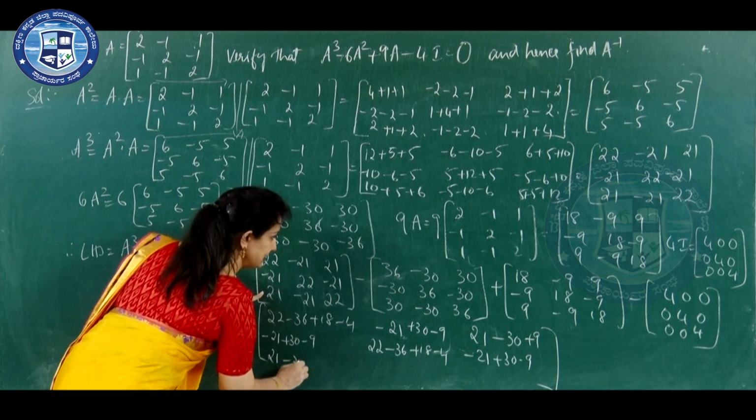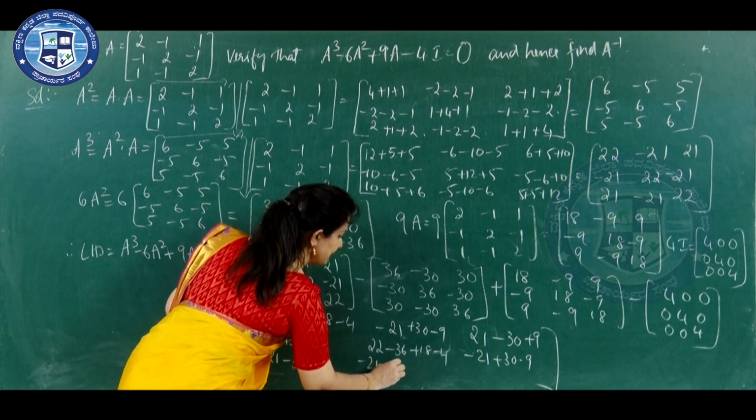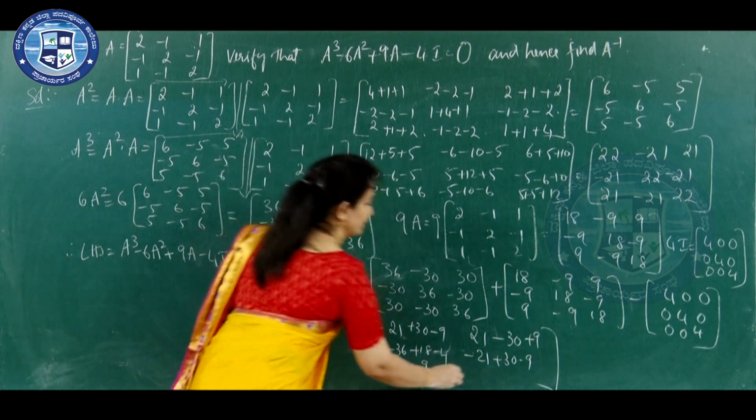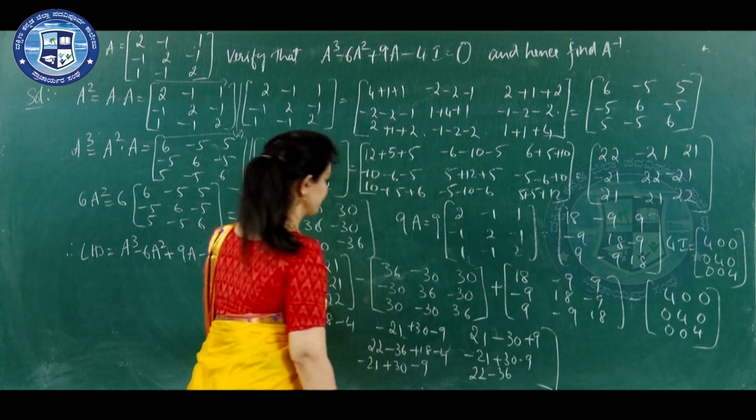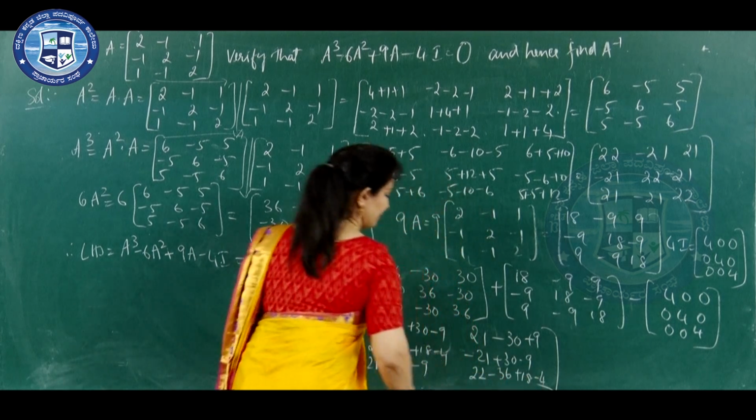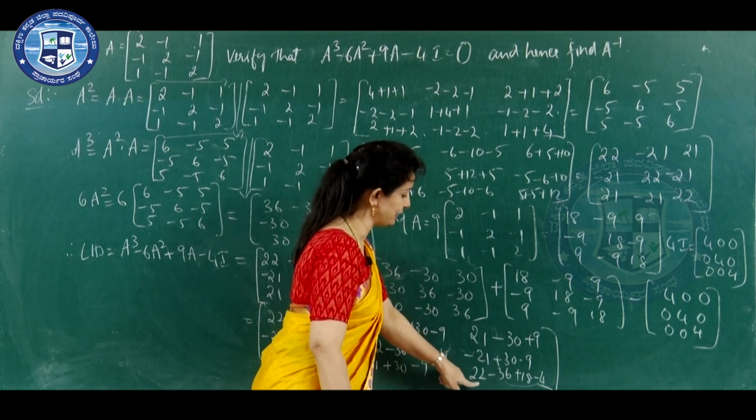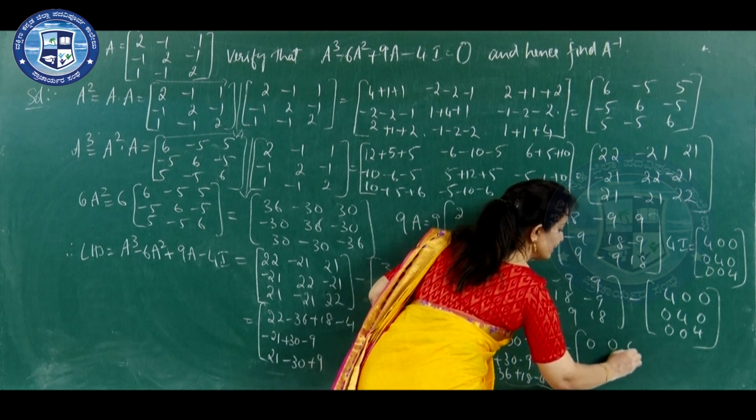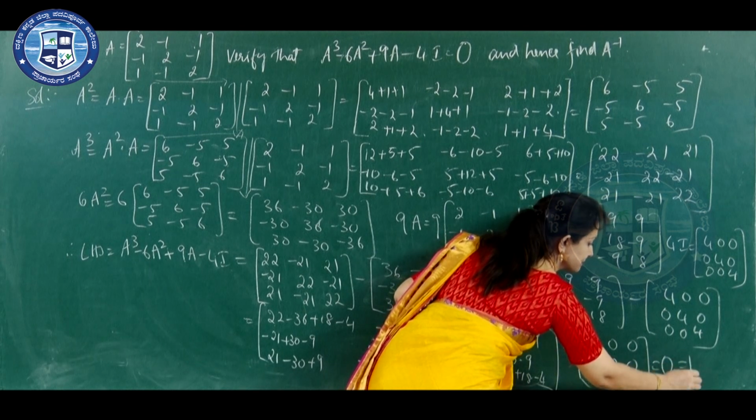21 minus 30 plus 9 is 0. Minus 21 plus 30 minus 9 is 0. 22 minus 36 plus 18 minus 4. Here 36 plus 4 is minus 40, and 22 plus 18 is plus 40, so that is 0. So each element is 0 here. So it is a 0 matrix, which is the RHS.